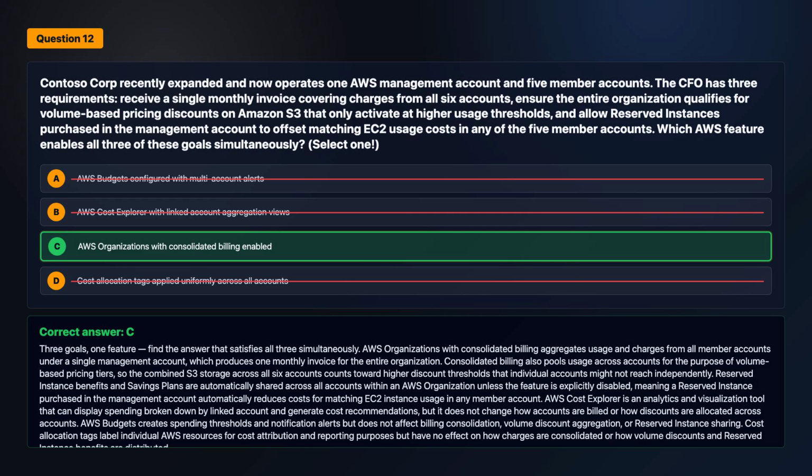any member account. AWS Cost Explorer is an analytics and visualization tool that can display spending broken down by linked account and generate cost recommendations, but it does not change how accounts are billed or how discounts are allocated across accounts. AWS Budgets creates spending thresholds and notification alerts, but does not affect billing consolidation, volume discount aggregation, or reserved instance sharing. Cost allocation tags label individual AWS resources for cost attribution and reporting purposes, but have no effect on how charges are consolidated or how volume discounts and reserved instance benefits are distributed.